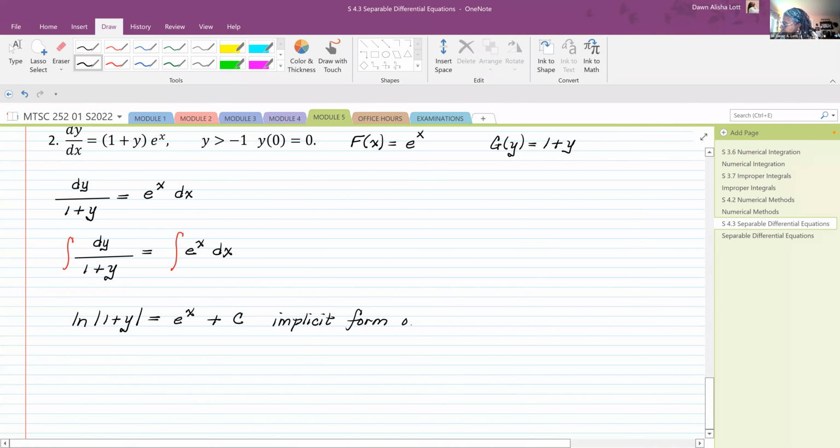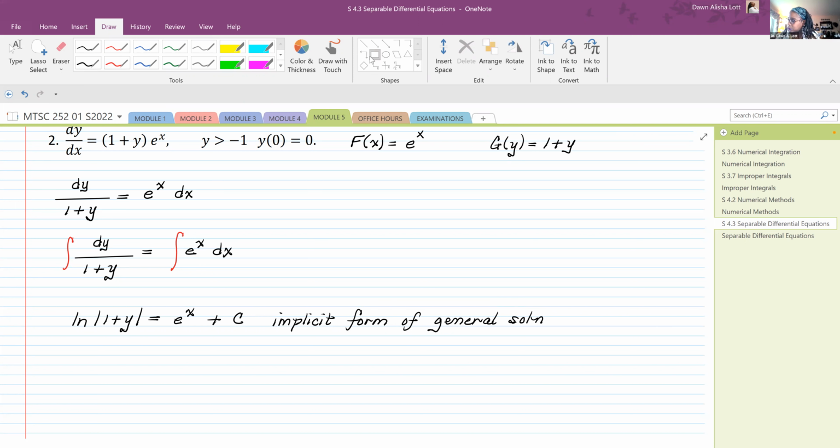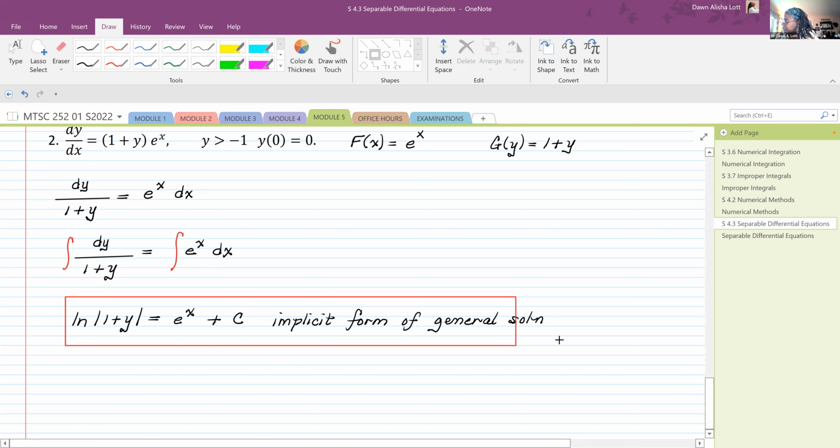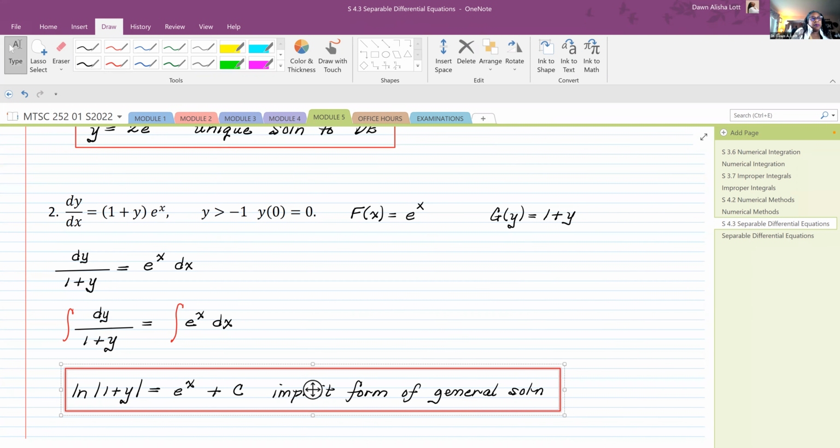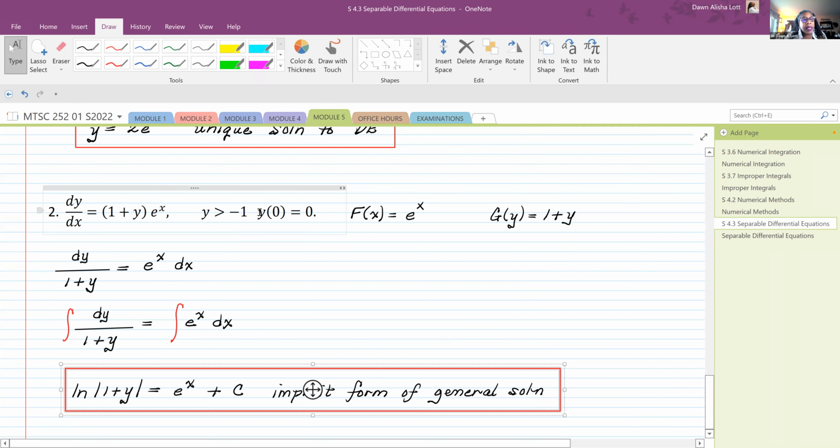of the solution, of the general solution. So implicit meaning I don't specifically have y equals. So that's the implicit form of the general solution. That one was quite easy to get. Okay. And then I thought I put an initial condition on that. Oh, I did. Here it is. Y at 0 is 0. I thought I got an initial condition.